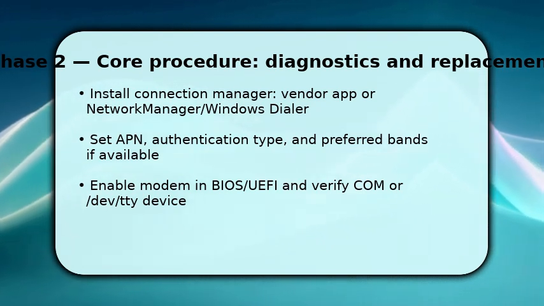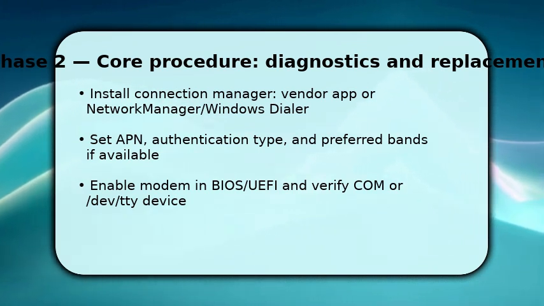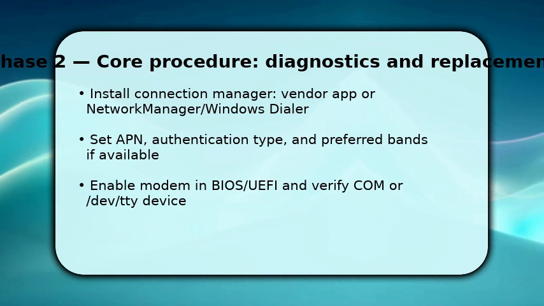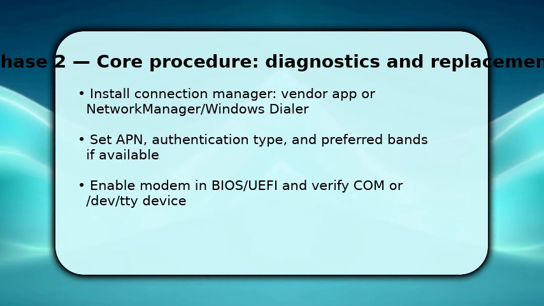Once done, select 5G NR or automatic for preferred network mode and lock bands only if troubleshooting. Make sure the modem shows as a network adapter. On Linux, check /dev or mmcli, and on Windows, confirm a new cellular adapter appears in Device Manager.